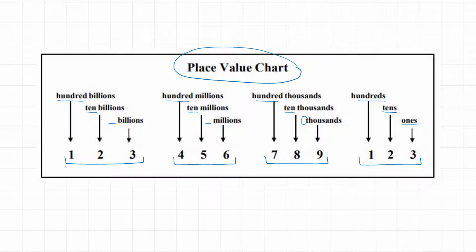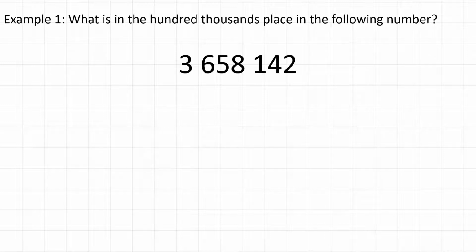Once again, I highly recommend that you print this off or make a copy of it and have it to use throughout the unit and course. All right, back to the example from the lesson. In this example, we want to know which digit is found in the 100,000s place. The way we solve this question is starting from the right, we're going to start labeling the place values.